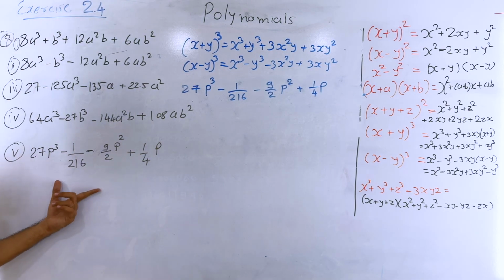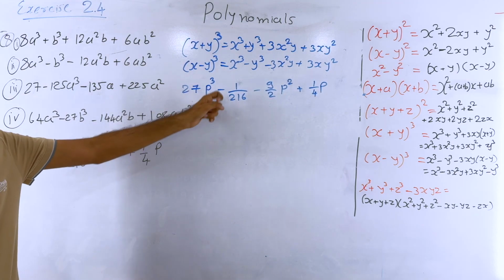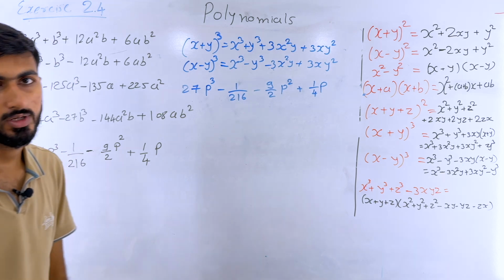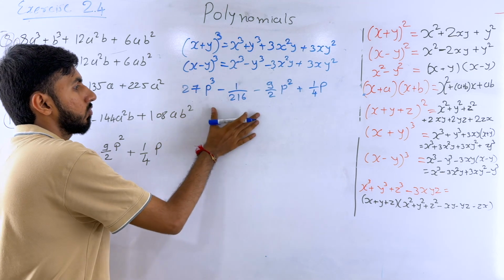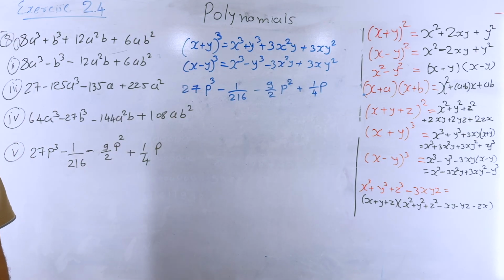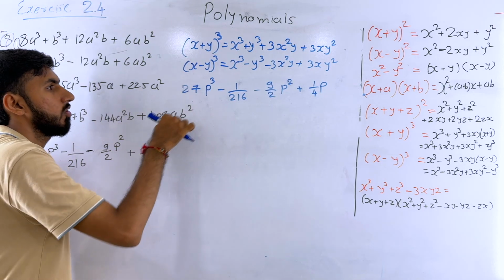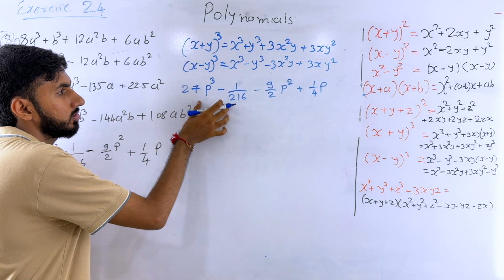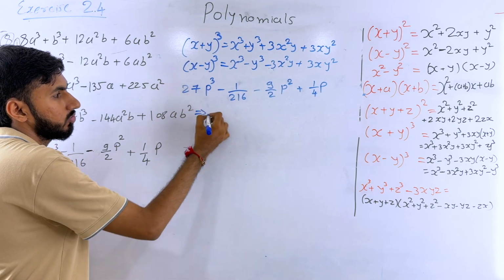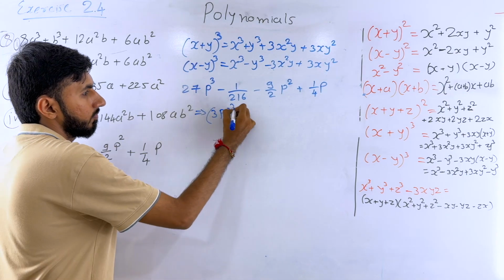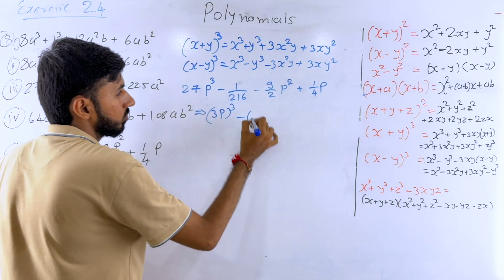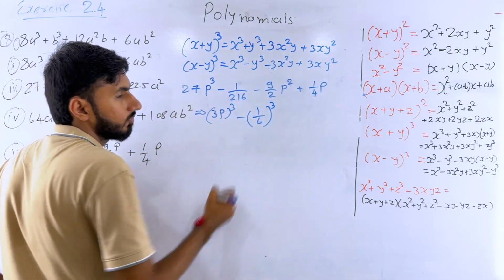So here's your fifth question. 27p cube minus 1 by 216 minus 9 by 2 p square plus 1 by 4p. Now to solve the question, you all should know 216 is a cube of which number? 216 is a cube of 6, right? And 27 is the cube of 3. So to convert this question in the suitable form to apply the identity, I have to write 27p cube as 3p cube. Then the second term is y cube, so I have to write this term in the cube also. So I have to write it as 6 cube, right?